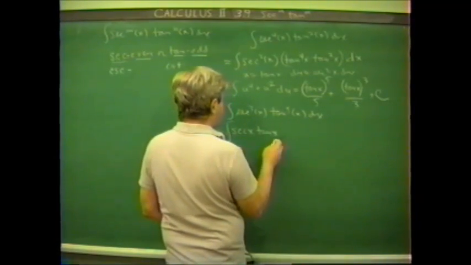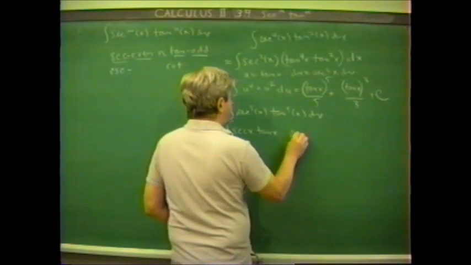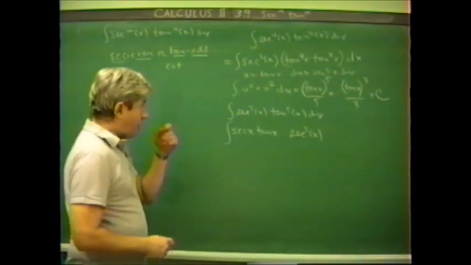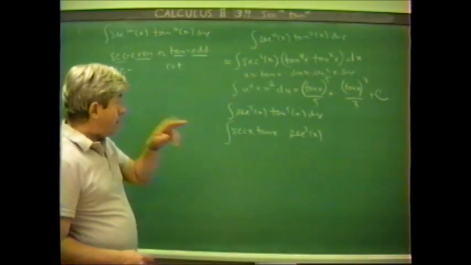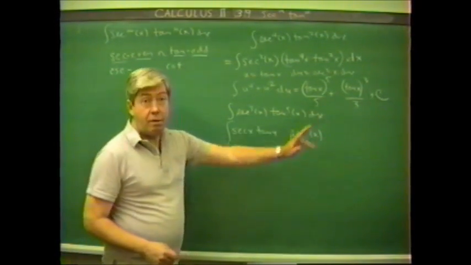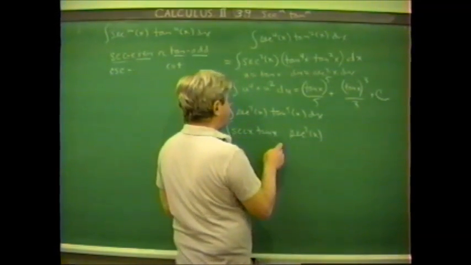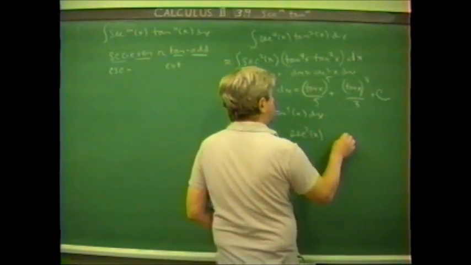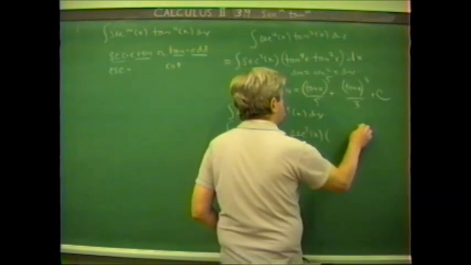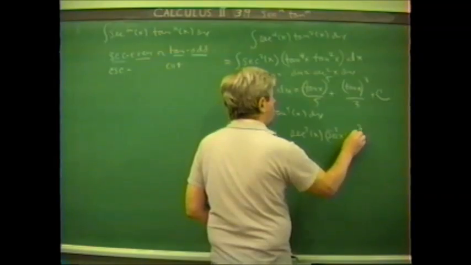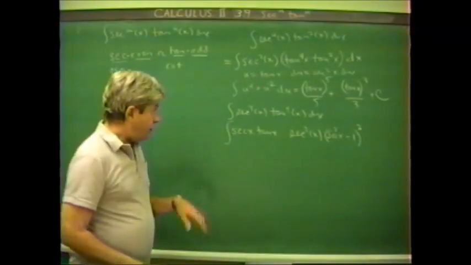So we end up with secant squared, and we end up with tangent to the fourth. We want to now change this all over to secant, because we're going to have the derivative of the secant here, and everything else in terms of secant. So tangent to the fourth is tangent squared squared, and tangent squared is secant squared minus 1. So we've got this dx.